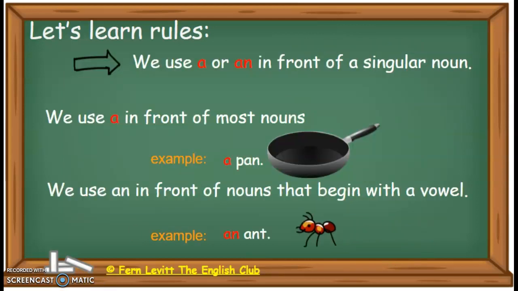And finally, let's learn the rules about when we use a or an. We use a or an in front of a singular noun. We use a in front of most nouns, for example, a pan. But we use an in front of nouns that begin with a vowel. For example, an ant.